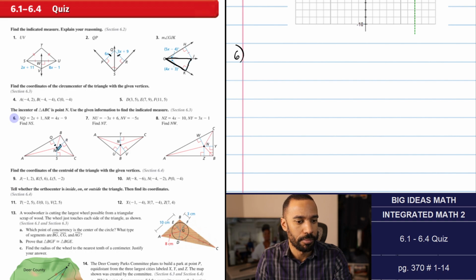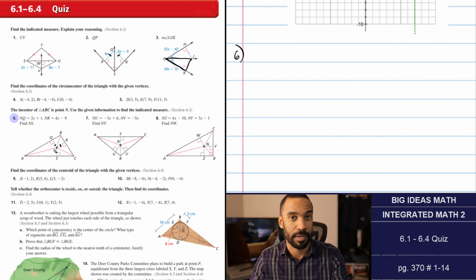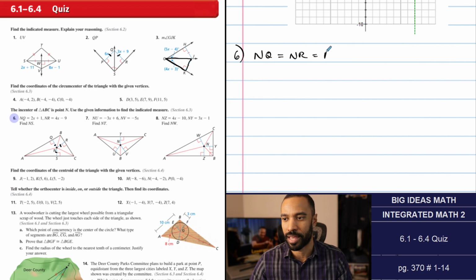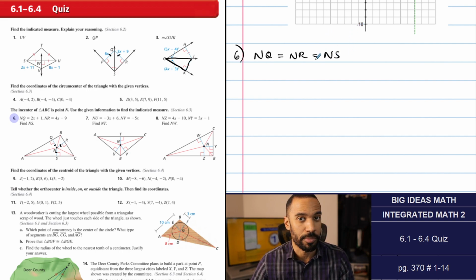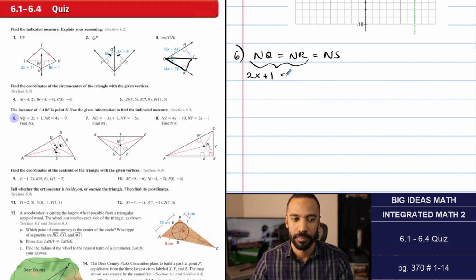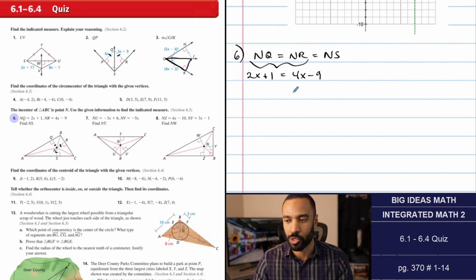They tell you NQ, this distance, is 2x plus 1, and NR, this distance, is 4x minus 9. Well, those should be the same length. NQ equals NR, and guess what? It also equals NS. You know why that's important? We have to find the length of NS. It's going to be the same as these two. But NQ equals NR. Let's write an equation for that, given that we have 2x plus 1 for NQ and 4x minus 9 for NR. Let's solve for x. Subtract 2x from both sides. Add 9 to both sides. Divide both sides by 2. You get x equals 5.